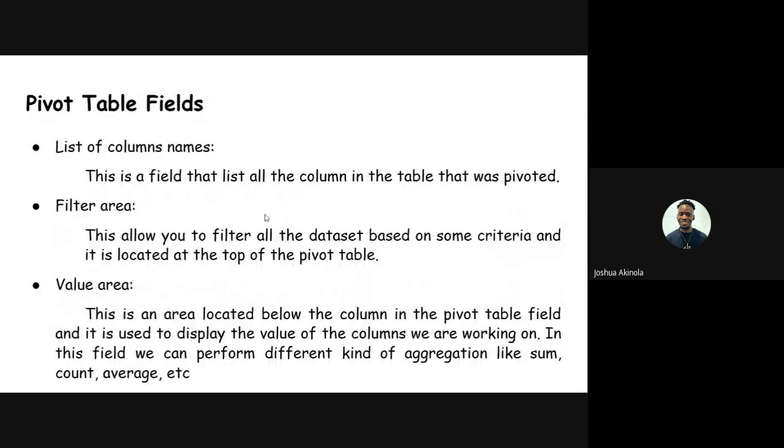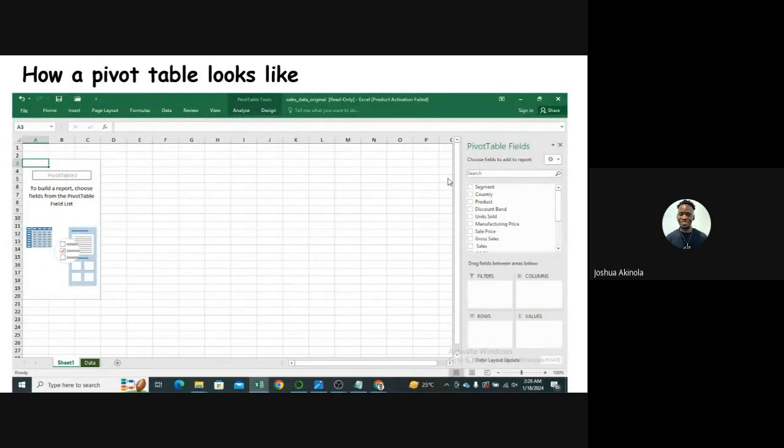So what are the pivot table fields? The pivot table fields will be showing the list of column names, which is this. Sorry, I have to be switching tabs so that you see what I'm doing. So this is the pivot table fields. These are the column names. This is what we're going to be practicing soon.